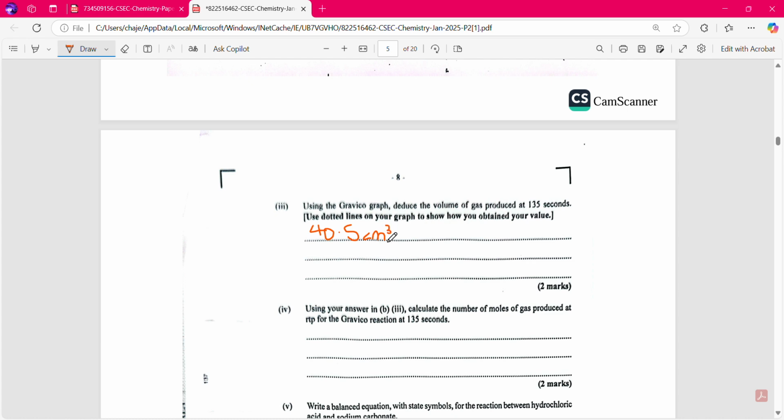Alright, so it says using your answer in BIII, calculate the number of moles of gas produced at RTP for the graphical reaction at 135 seconds. How could we calculate the moles of gas? Let's see if you're thinking. How could we calculate the moles of gas? Once you see something about gas, what's the equation that you use? Guys, give me 1 second.